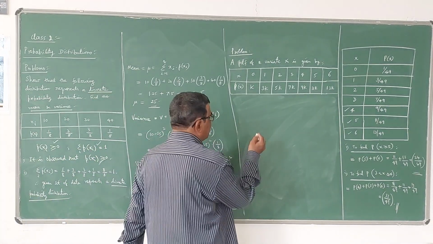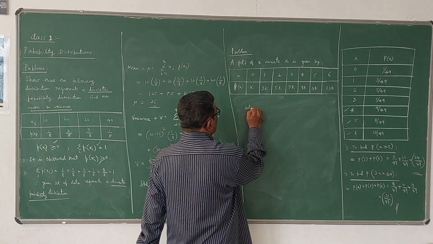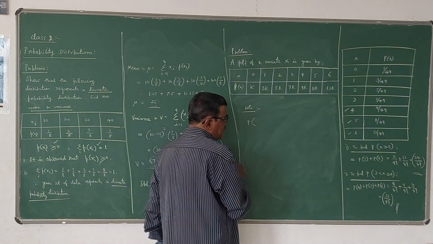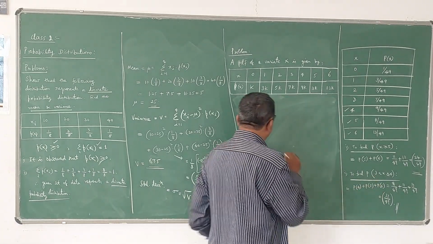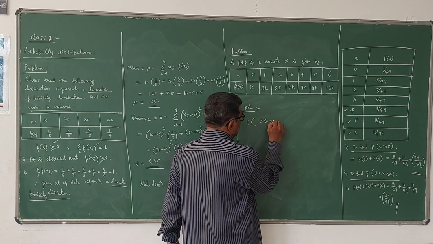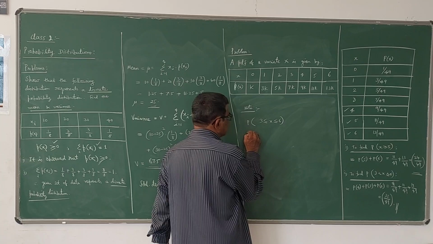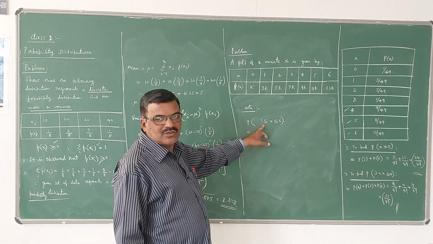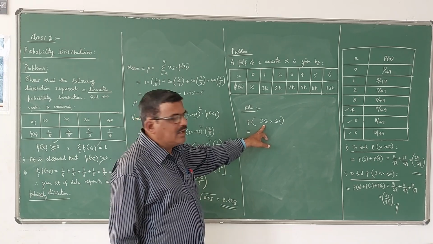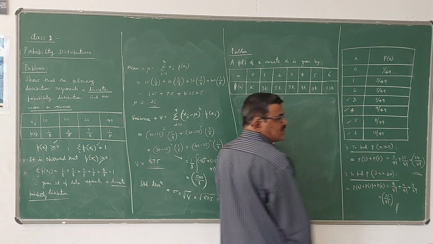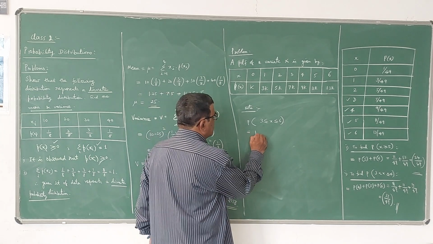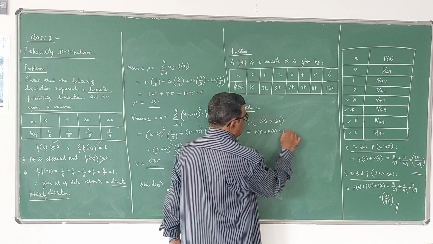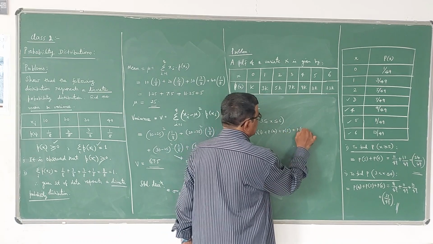So let us find one more. I will write a note. For this problem only two were asked. Suppose for example instead of like this, if he gives 3 less than or equal to x less than or equal to 6, then what happens? 3 less than or equal to x means x is equal to 3 also we have to take. This also will come. So this is nothing but p of 3 plus p of 4 plus p of 5 plus p of 6.